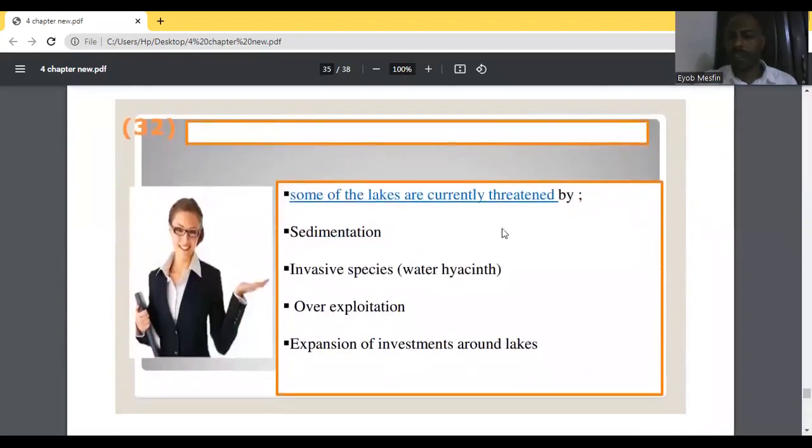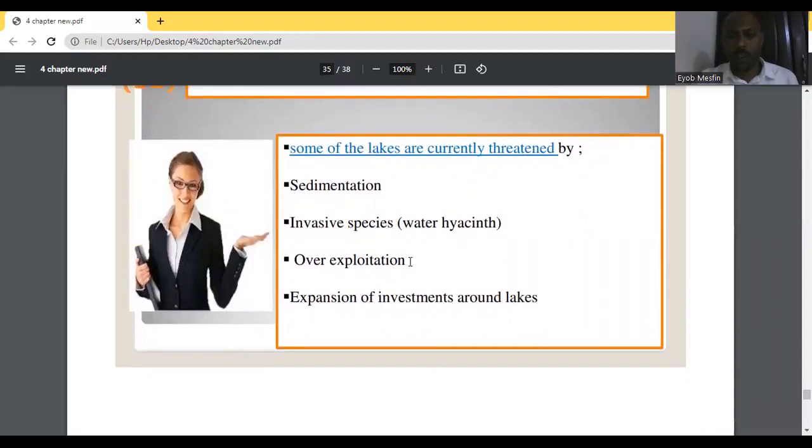Some of the lakes are threatened because fish production is underestimated, or not fully exploited, due to different factors. Most of the fish production sites are filled by sedimentation. This is one factor for the lakes. Invasive species and water hygiene are other factors. Overexploitation of the lakes is another.